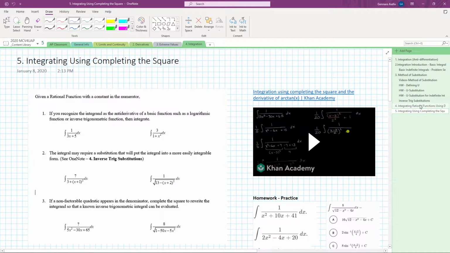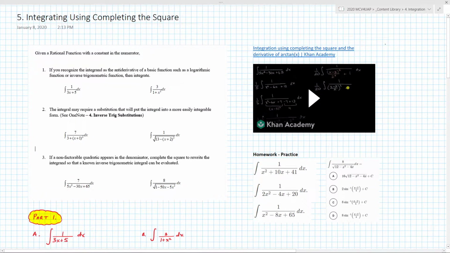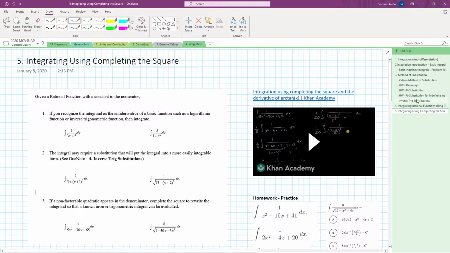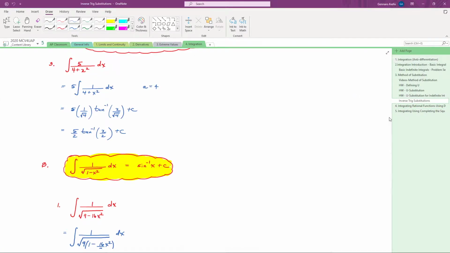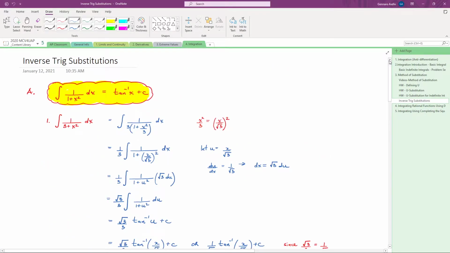Okay, so integrating using completing the square. This is going to be the final strategy or method of integration that we're responsible for in this AP calculus course. So this is the final one, and it's closely related to this lesson here when we talked about inverse trig substitutions.